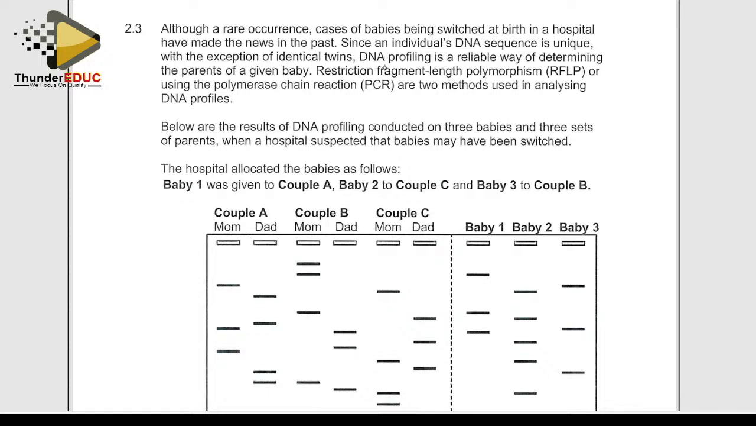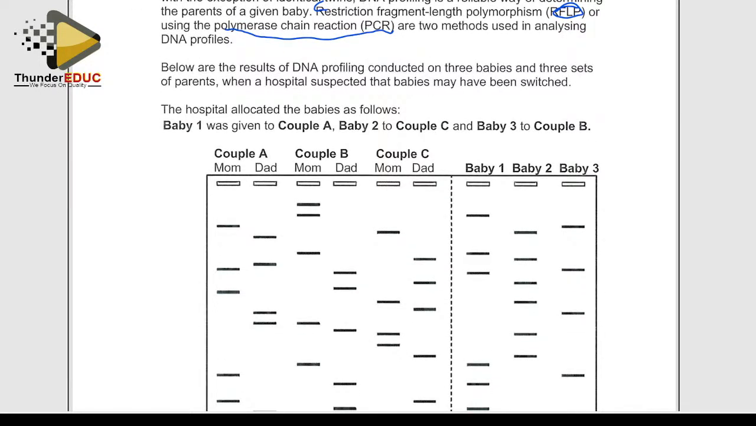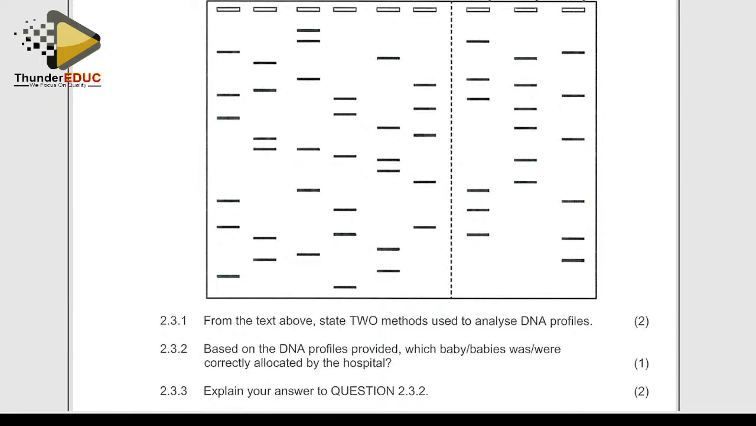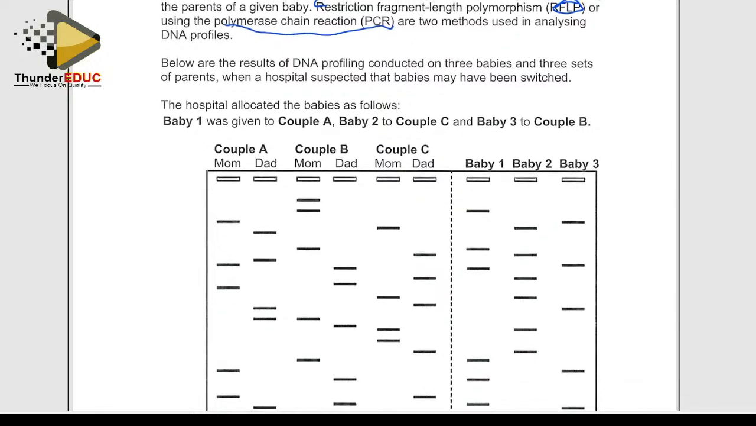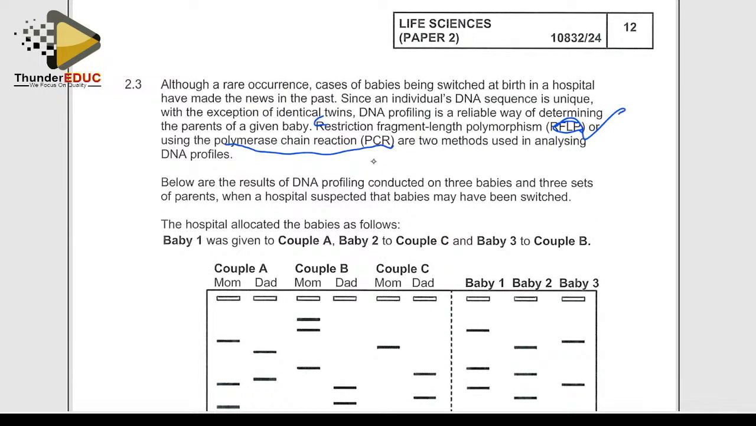So they used restriction fragment length polymorphism. Yes, this is the first one. It's the method. Or they're using polymerase chain reaction, which we call the PCR. They call it a PCR machine. It's a very small thing, but it spins very fast, and very expensive. Yes. Below are the results of the DNA. They are saying now, question number 1. From the text, state 2 methods they used to analyze. So these are free marks. So they say they used this and then they used this.